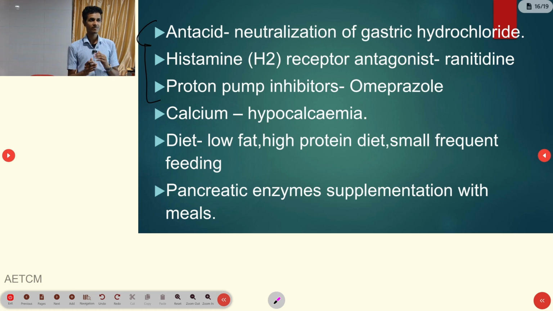And then calcium: sometimes the person is in hypocalcemia, then you can go with calcium. Calcium gluconate 10 percent you can inject into 500 ml NS and administer over 5 hours. That is for the calcium correction. And then diet wise, a low fat and high protein diet, small frequent feeding we can start. Pancreatic enzyme supplementation with meals. Supplementation is available in the market in capsule or tablet format, that we can also do.